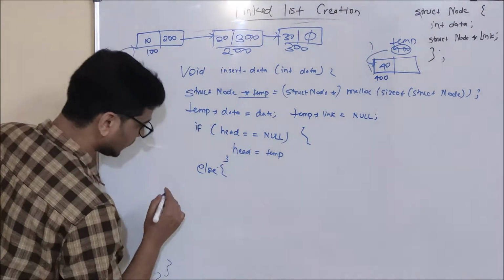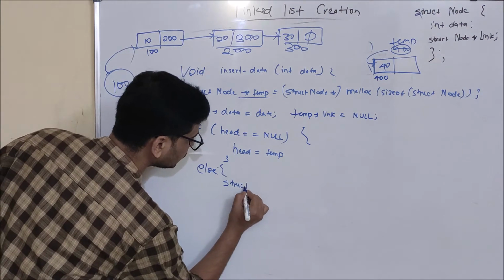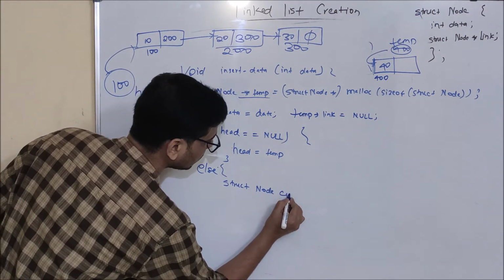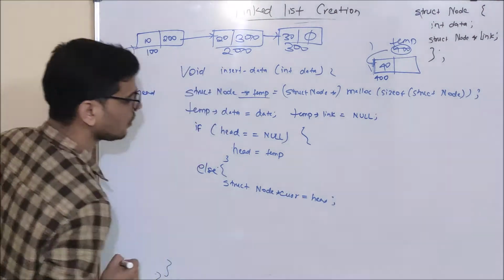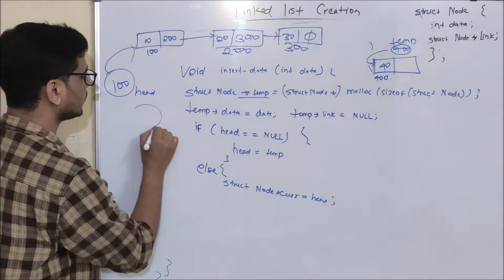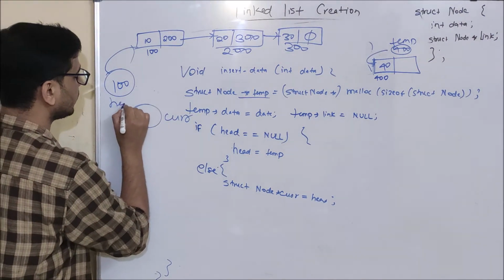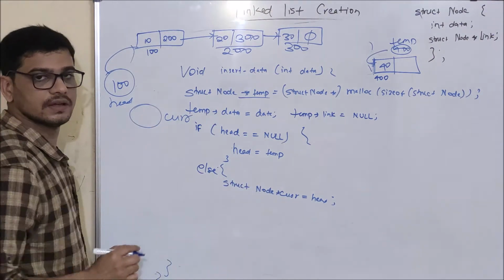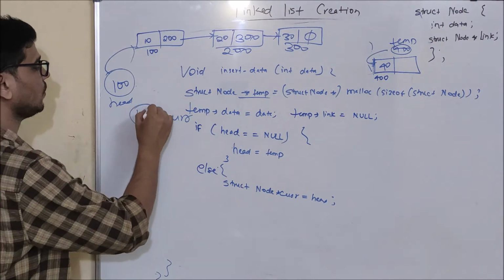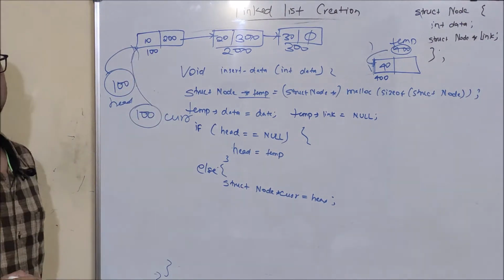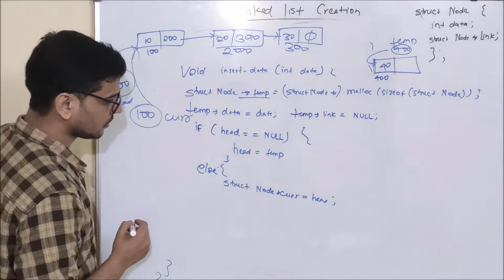First of all, I will create a node, struct node star current equal to head. And what I am doing here? I am creating a current pointer, and in this current pointer I am copying the value that is in head. So what we have in head right now? We have 100. That means this current will start to point to the first node of the linked list. And after that, what we will do?